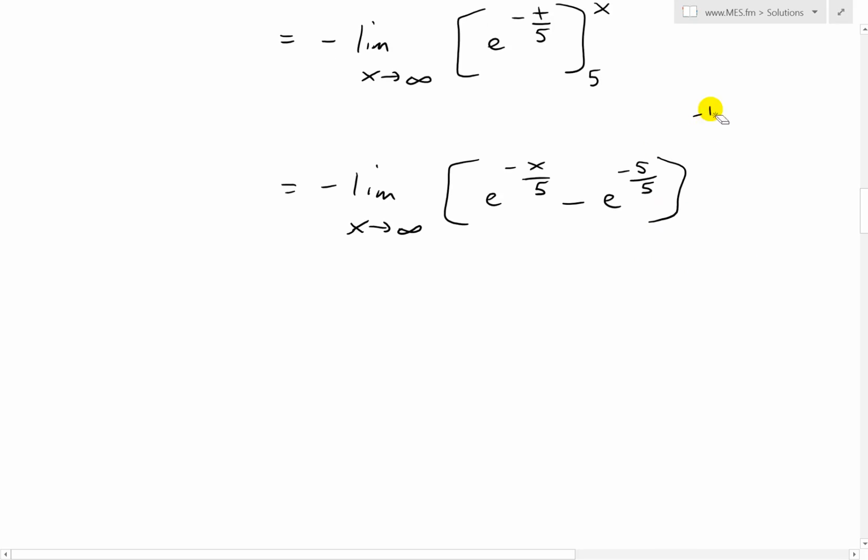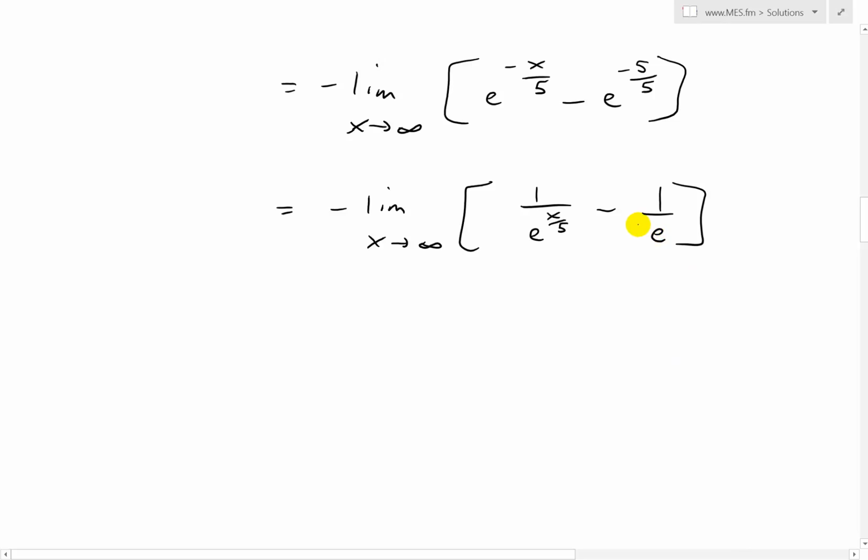Yeah, so now this negative 5/5, that's just, well, e to the negative 1. Or in other words, I'll just write that down here. So now we get negative limit as x approaches infinity, and now we have, let's write this to be easier to deal with the limit by flipping this down. So it's a negative power, so we could write this as 1 over a positive power, x over 5. That's what the negative power means. And then minus, this is e to the negative 1, which is the same thing as writing 1 over e.